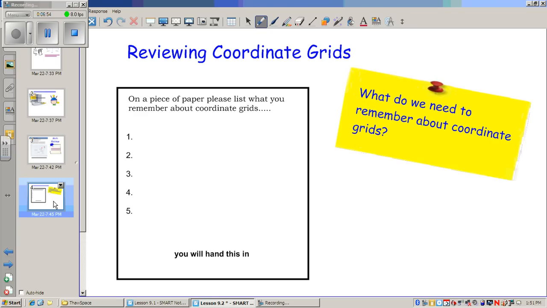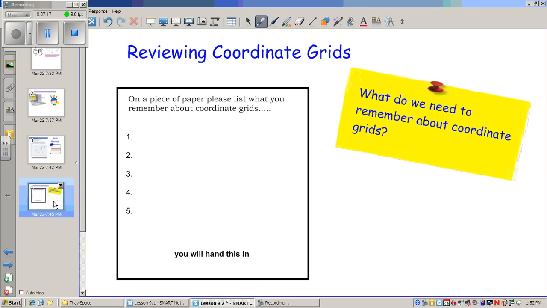Now remember on Monday in our lesson, I had some vocabulary words on there. I'm going to give you a hint. One of them was vertical axis. What is vertical axis? And what can you tell me about it? That would be a great one to start with. So you're going to review by putting these in on your little piece of paper that you're going to hand in as part of your review of coordinates.